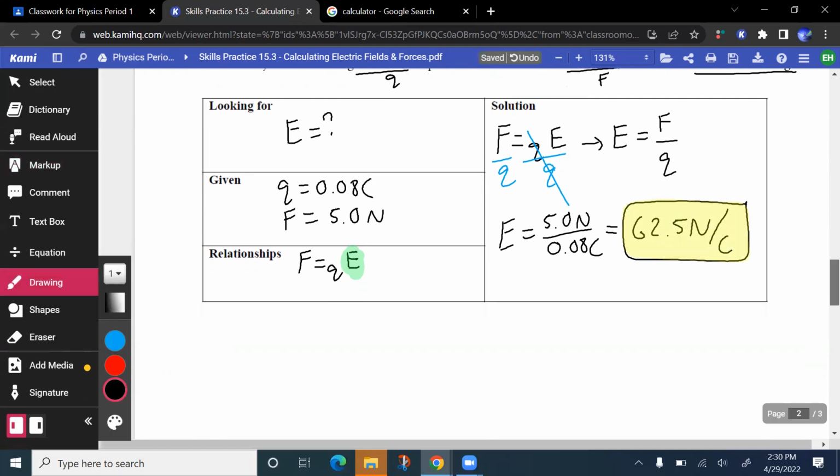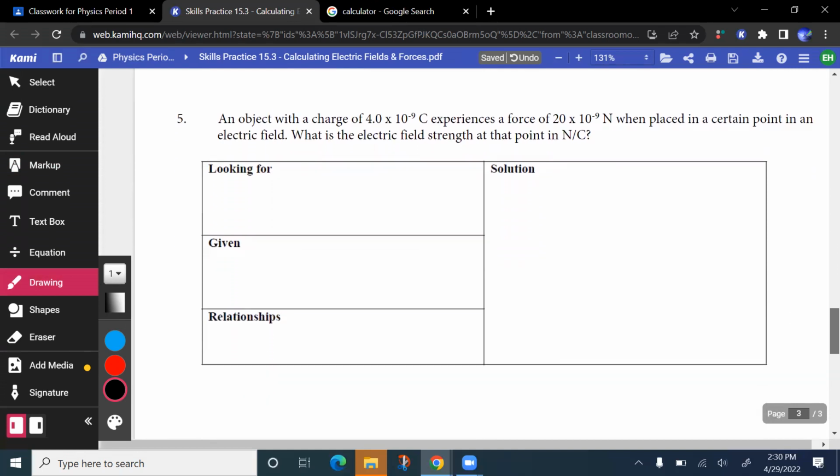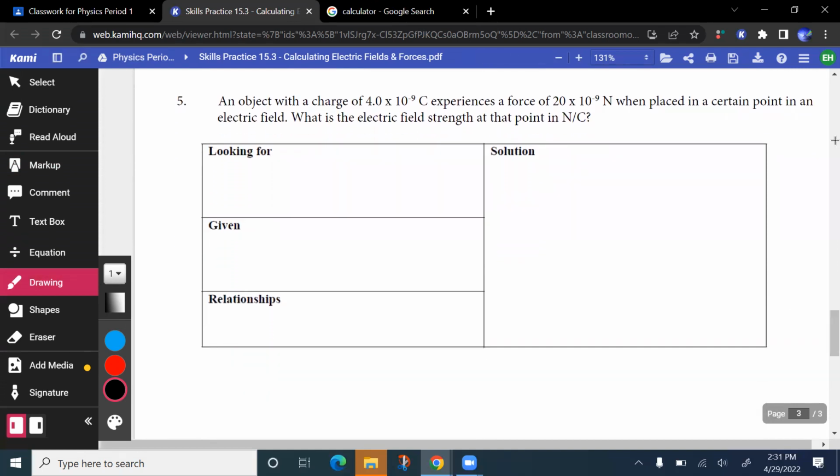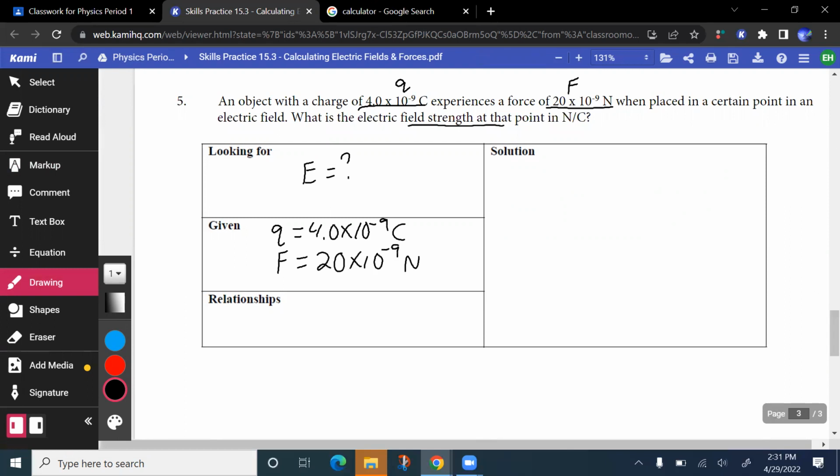Number 5. An object with a charge of 4 times 10 to the negative 9 coulombs experiences a force of 20 times 10 to the negative 9 newtons. What is the electric field strength in newtons per coulomb? So again, we're looking for electric field strength. We're given a charge of 4 times 10 to the negative 9 coulombs. We're given a force of 20 times 10 to the negative 9 newtons.